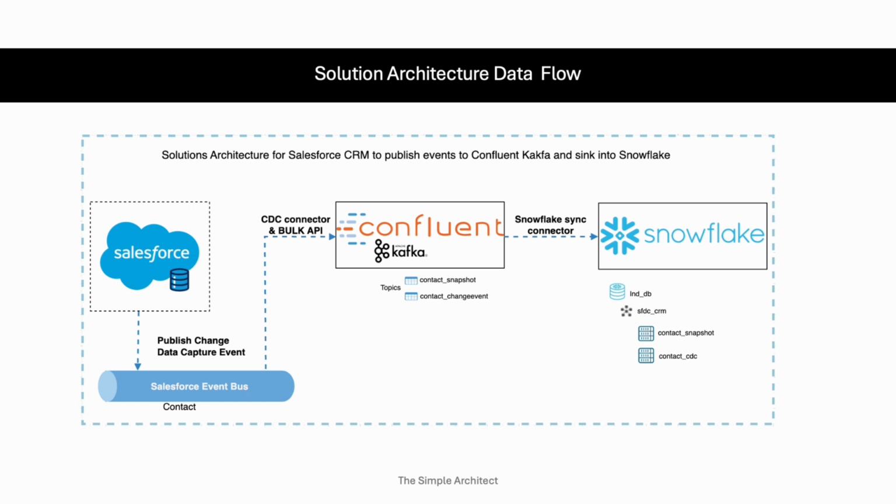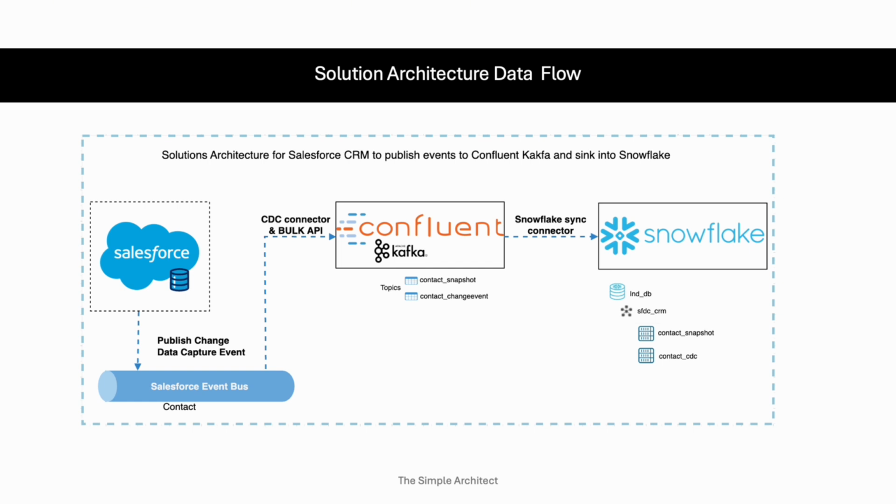Salesforce event bus. Salesforce publishes two types of events: bulk data via the bulk API, representing the complete snapshot of the data, and the change data capture events via the streaming API, representing incremental updates. Confluent Kafka Connect, a CDC connector, and a bulk API connector ingest these events and publish them to Kafka topics, and the Kafka topics, you name them accordingly, underscore snapshot, underscore change event, to separate them.